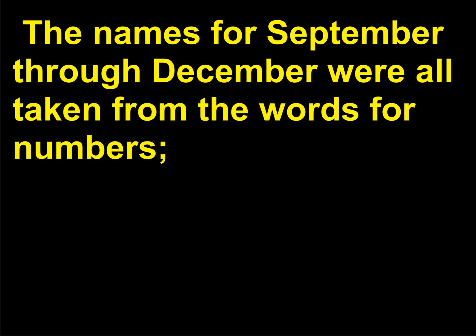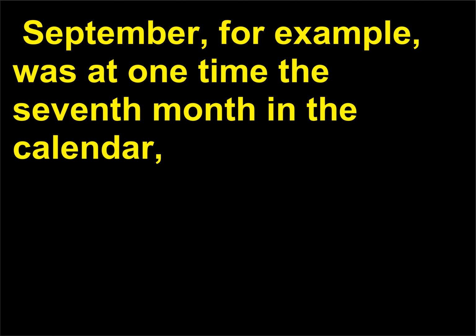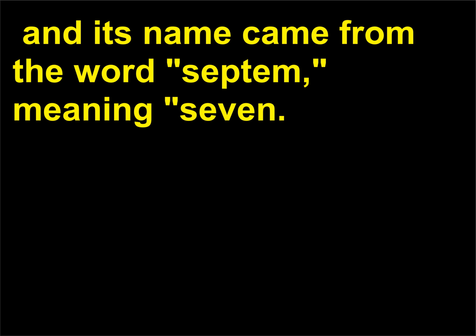The names for September through December were all taken from the words for numbers. September, for example, was at one time the seventh month in the calendar, and its name came from the word septem, meaning seven.